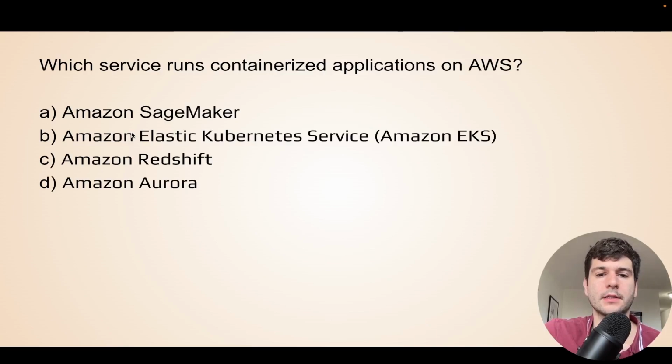All right, next question. Which service runs containerized applications on AWS? So the rest of these, C and D, are about databases and data warehouse stuff. Amazon SageMaker is an AI thing, so we can eliminate all of these. The correct answer here would be B. You can see Kubernetes. Whenever you think Kubernetes, you can think that's related to containerization. So yeah, correct answer is B.